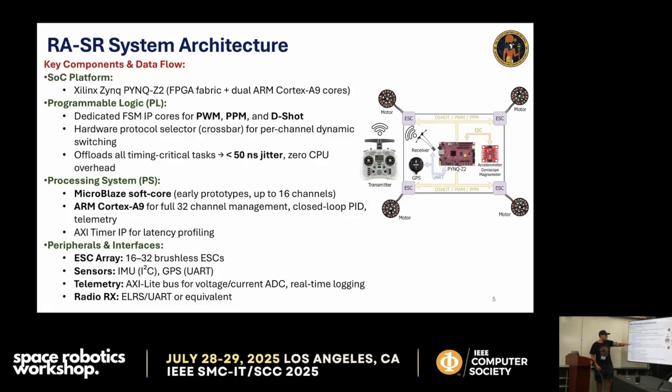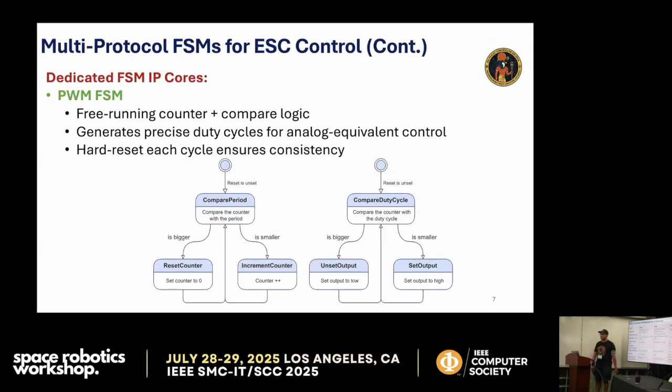And then if you look here, processing systems, as I mentioned, were MicroBlaze soft-core processors and ARM Cortex-A9, which is a quad-core. We already have the AXI timer, so we built an AXI timer for calculating, because we don't have an operating system in that case. Then the peripherals that were there: an ESC array of 32 channels of brushless motors, sensors like IMU and GPS, telemetry, and even the ELRS, as I mentioned before, and radio RX, which was sending back and forth using UART.